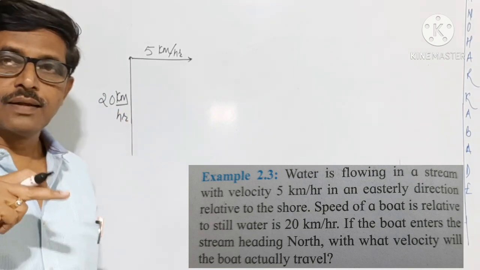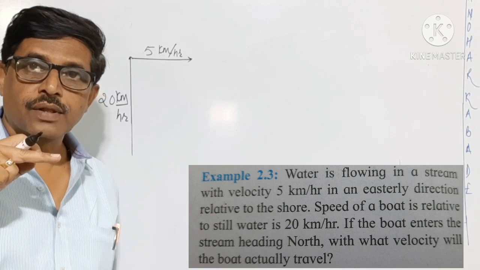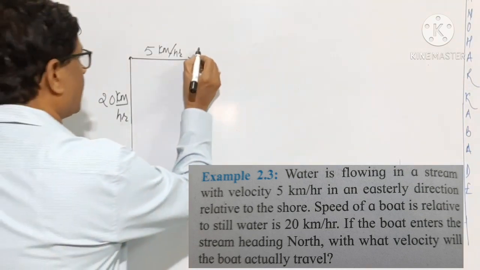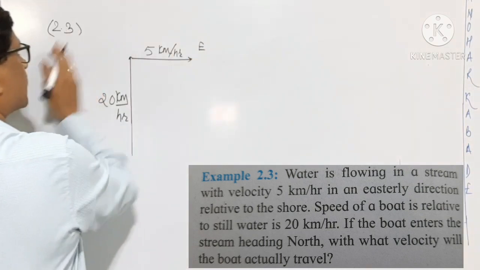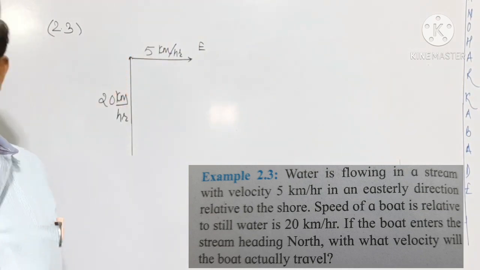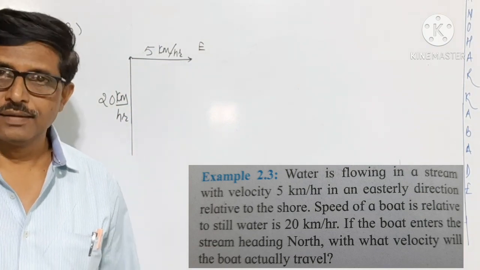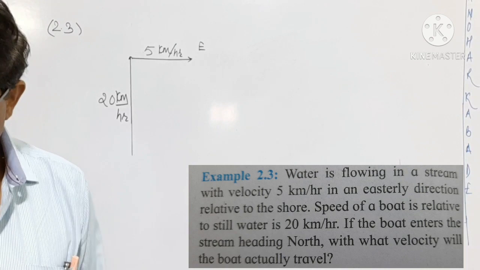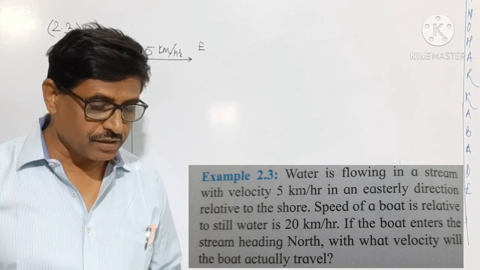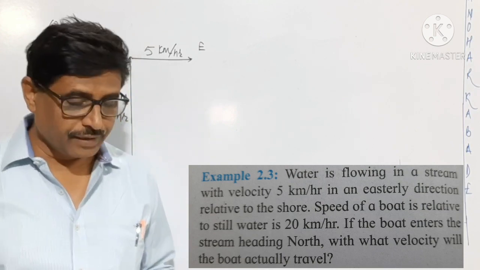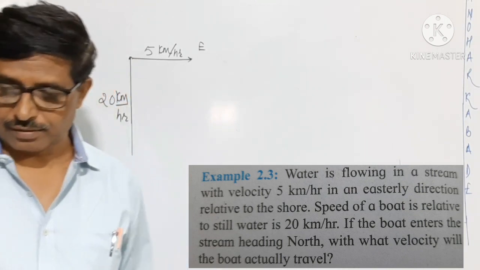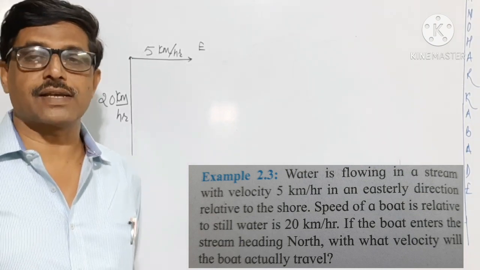Here the direction of the water flowing through the river is given as eastward. This is the east direction, and the boat moves in the north direction. Now the question asks at the end: if the boat enters the stream heading north, with what velocity will the boat actually travel? What will be the actual velocity of the boat?